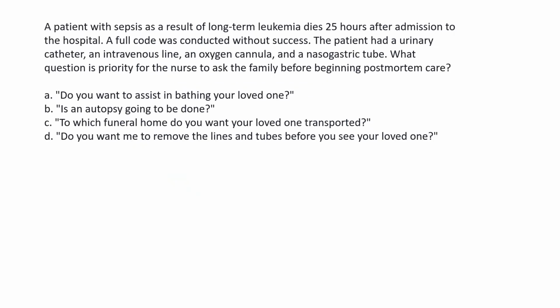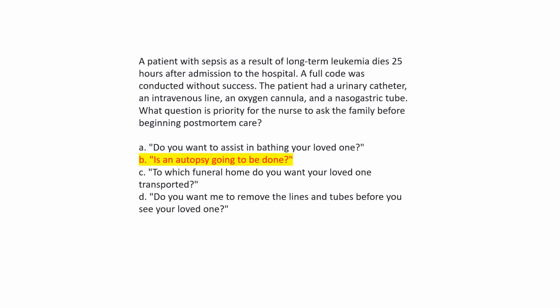A patient with sepsis as a result of long-term leukemia dies 25 hours after admission to the hospital. A full code was conducted without success. The patient had a urinary catheter, an intravenous line, an oxygen cannula, and a nasogastric tube. What question is priority for the nurse to ask the family before beginning post-mortem care? A. Do you want to assist in bathing your loved one? B. Is an autopsy going to be done? C. To which funeral home do you want your loved one transported? D. Do you want me to remove the lines and tubes before you see your loved one? Answer B. Is an autopsy going to be done?